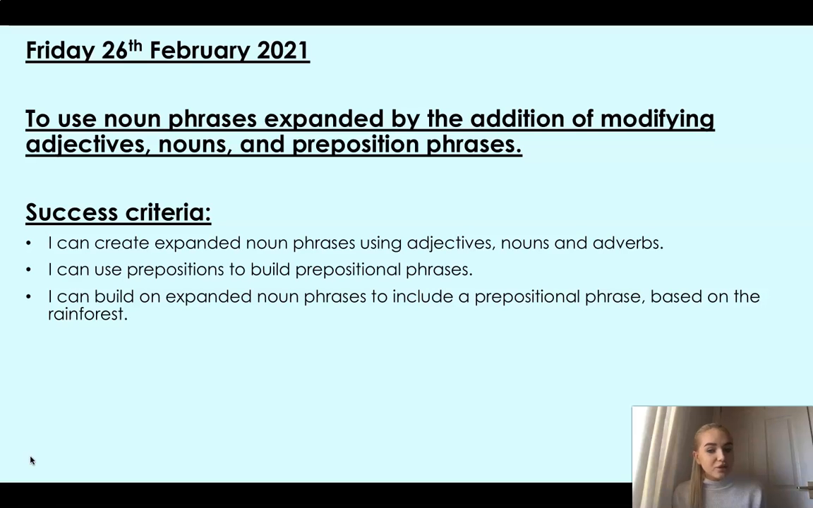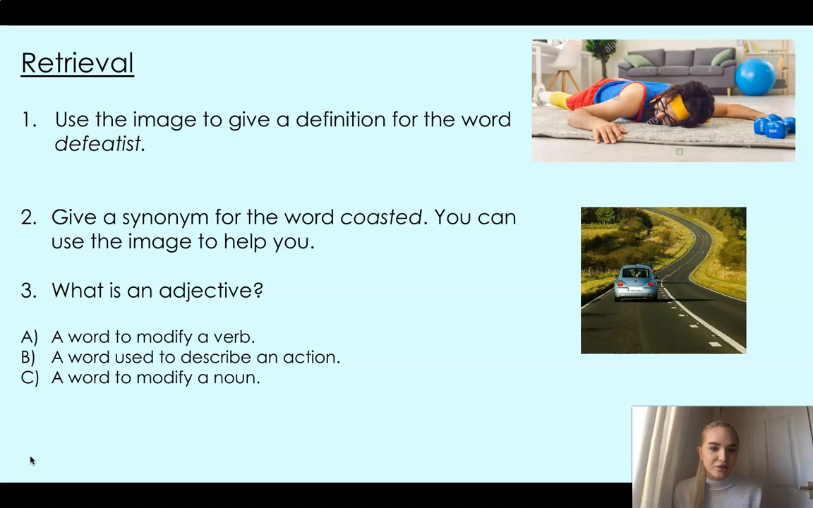You will also be able to use prepositions to build some fantastic prepositional phrases to state where something is in relation to something else. And finally, you'll be able to build on these expanded noun phrases that you created earlier to include these prepositional phrases, all based around the rainforest and the book that we've been looking at this week, The Great Kapok Tree.